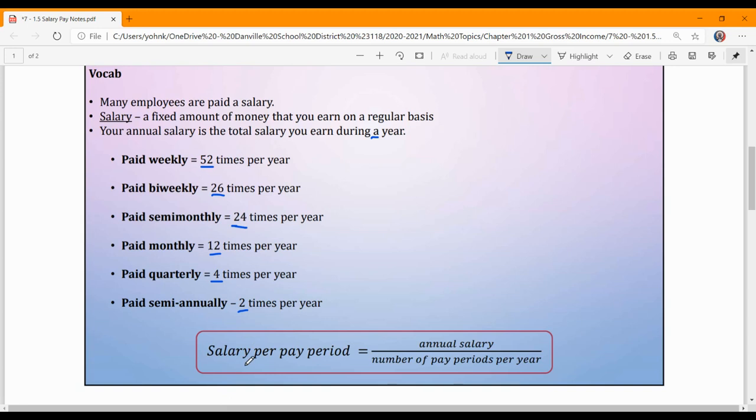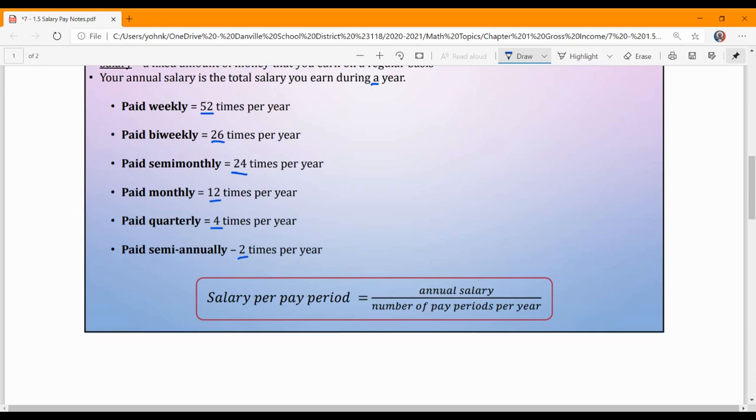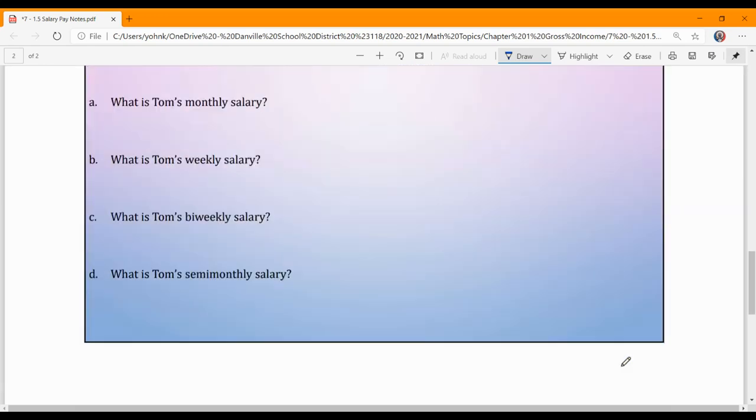So to find the salary per pay period, you're going to take your annual salary and divide by how many pay periods you have per year. That's going to tell you essentially what your paycheck is every time. All right, so let's look at some examples.